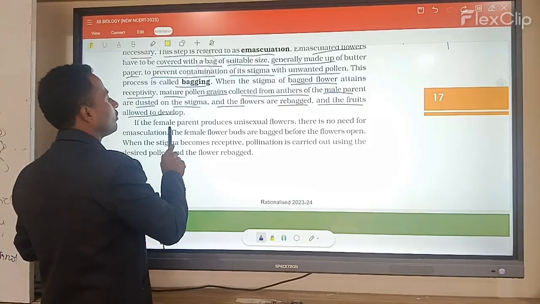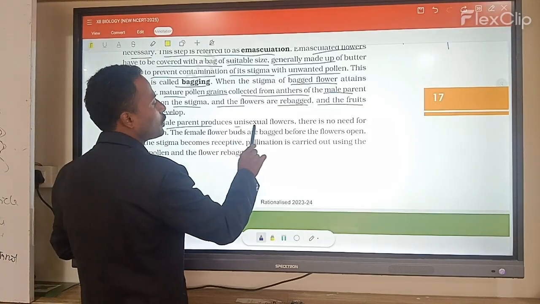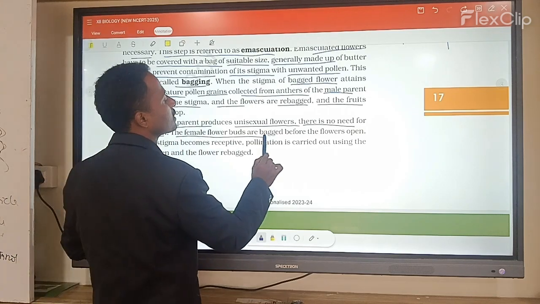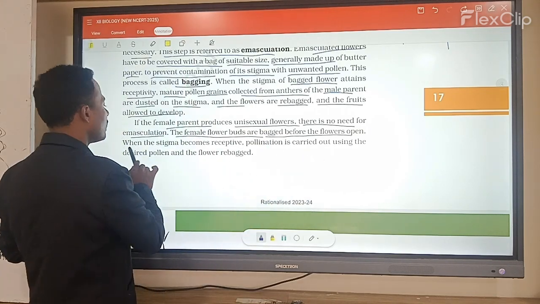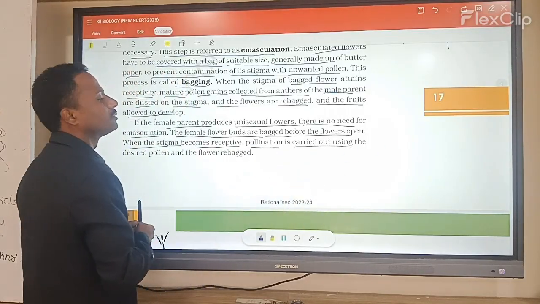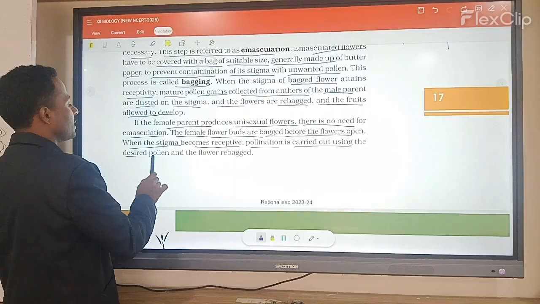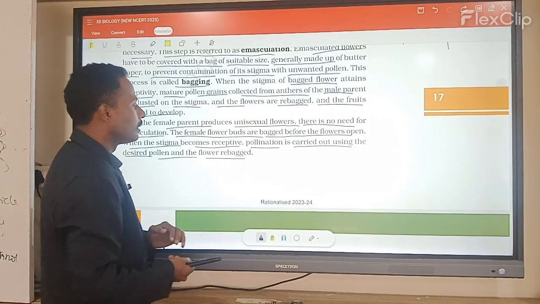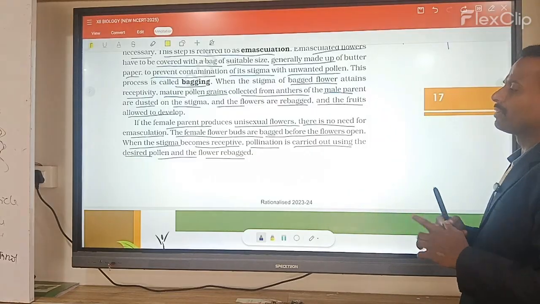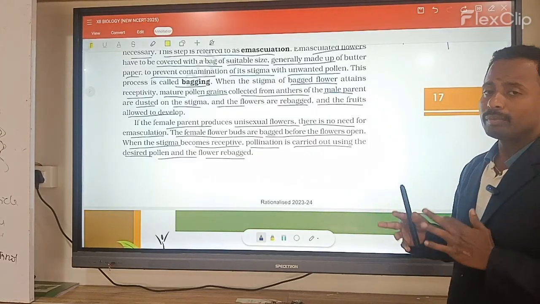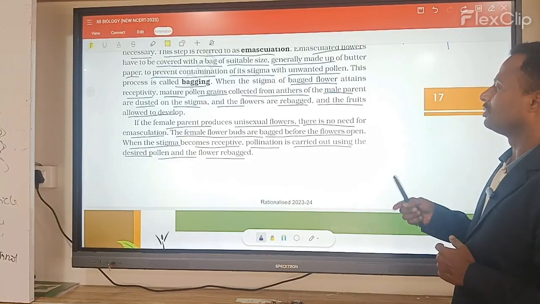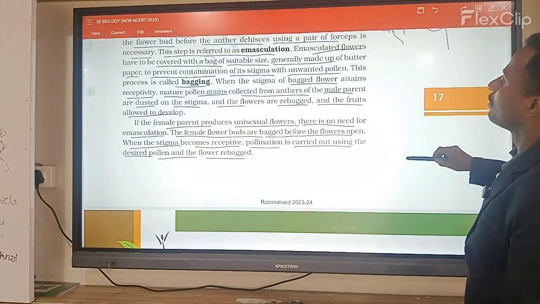Next, if the female parent produces unisexual flowers, there is no need for emasculation. The female flowers are bagged before they open, and when the stigma becomes receptive, pollination is carried out using the desirable pollen and the flower is rebagged. Once the female flowers are bagged, there is no need for removal of any male or female flowers.